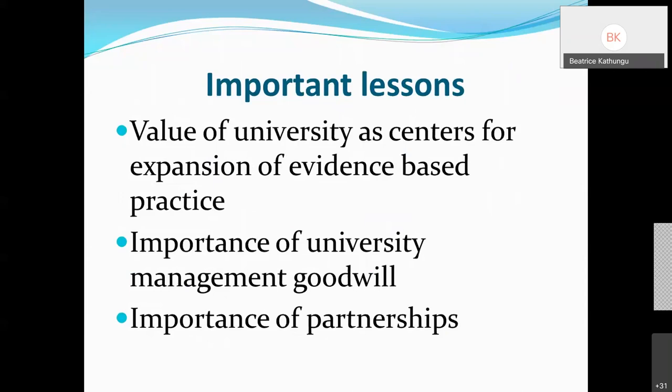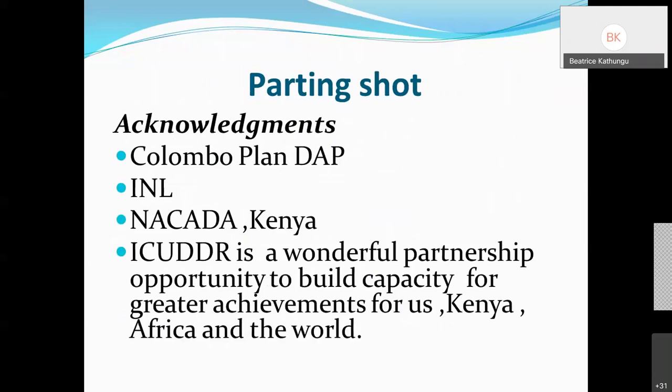Now, just a parting shot, I want to thank Colombo Plan Drug Advisory Program for leading us in this. I want to thank INL for this great vision of thinking of translating evidence into curriculum. I think we would never be here without that. I want to thank NACADA Kenya, where George worked, by the way, before he went to Colombo, and he was very instrumental in also supporting us in the initial stages. And of course, ICUDDR for this great partnership and for giving us an opportunity as Africa to come together. We do not take it for granted. We're very thankful. Thank you very much.